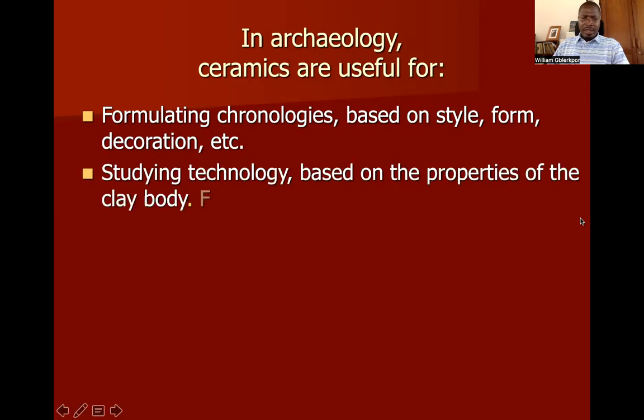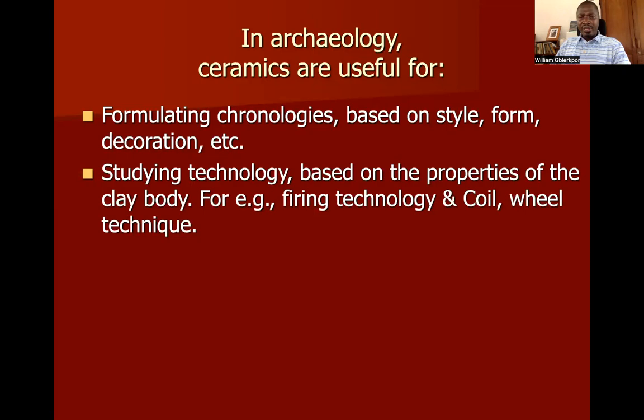And as you rightly mentioned, by studying the technology for producing the ceramics, we can also learn about other components. Based on the properties of the clay body, for example, we can tell the forming technique, the coil, wheel, and so on and so forth. So a porcelain cannot be produced by firing it in the open air. You will never attain very high temperatures that can turn the whole porcelain white. You need to fire it to a very high degree beyond 1100 centigrade. There are also some vessels that you cannot use the coiling method for, because you need to have the wheel to be able to produce them. Okay.